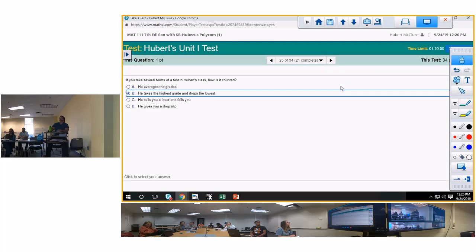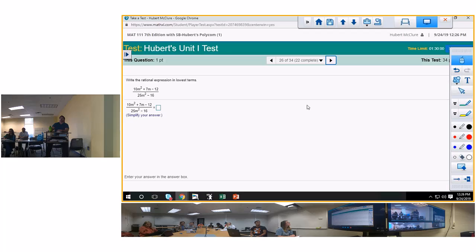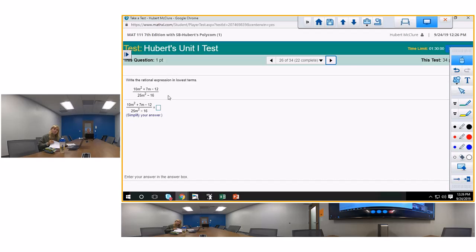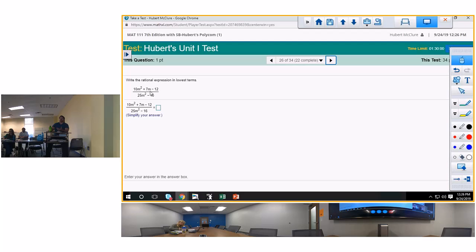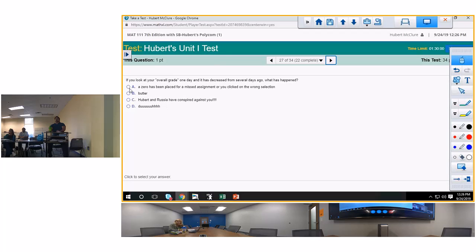Highest grade. There's another rational takeout. Use your reverse FOIL, factor out a common term or shortcut, and cancel. That's the algebra review question. A 0 has been placed, which makes your grade go down.